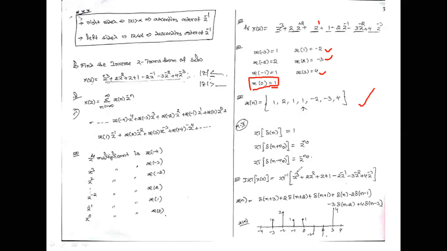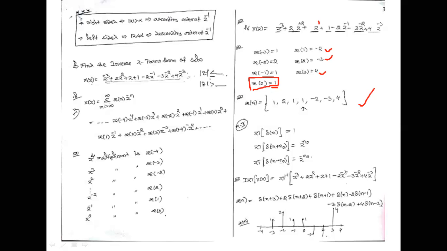Inverse z transformation of z cube here. Z cube is a positive power of z. So with the shifting of how many samples here? The 3 samples. So delta of n plus 3. And z square is also shifting towards the left side with 2 samples. So the coefficient is 2, delta of n plus 2. And here z power 1 means how many samples shifted to the left side, 1 sample. So you can write delta of n plus 1 and the coefficient is 1.